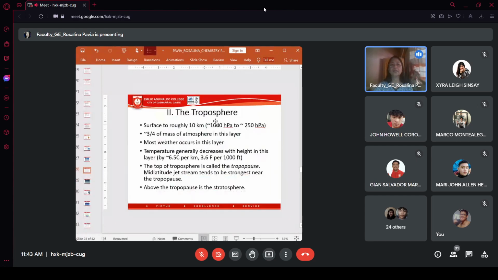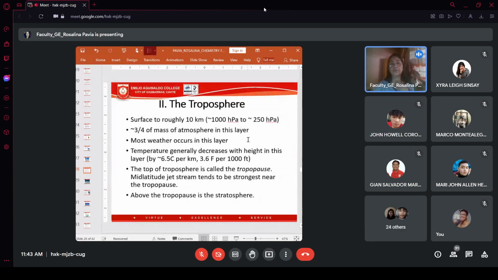Okay, so let's take up the troposphere. It is roughly 10 kilometers above the surface of the Earth. The pressure there is about 1,000 hectopascal to 250 hectopascal yung pressure doon sa height na yon. 3/4 of the mass of the atmosphere is found in this layer. Nandoon yung 3/4, 75% of the mass of the atmosphere is found along this layer. So this is where most weather occurs, dito sa troposphere.